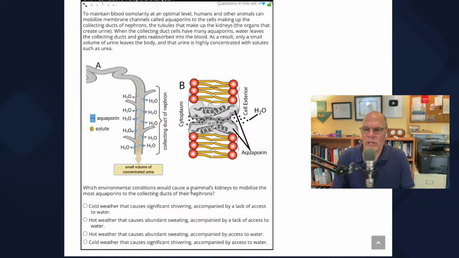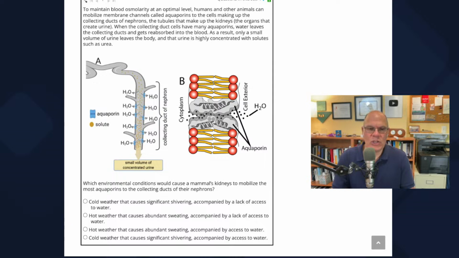Which environmental conditions would cause a mammal's kidneys to mobilize the most aquaporins to the collecting ducts of the nephrons? And again, I want to emphasize that you're not expected to know the anatomy going into the exam. You're expected to be able to figure it out based on the evidence. You know that when aquaporins go into the membrane of these ducts, they increase the ability of water to make it through, and that pulls water out and makes the urine more concentrated.